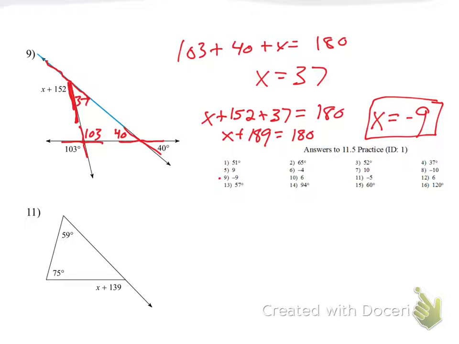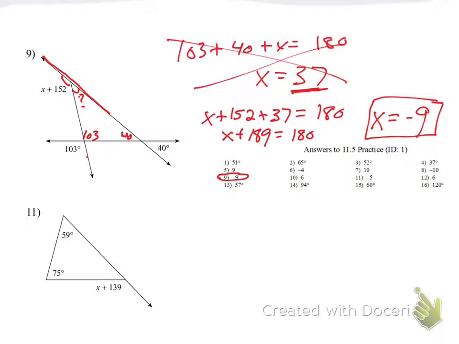So just to recap, we first had to find out that there's vertical angles here. Then we didn't know what this angle was, so we needed to find that out. We found that it was 37. Then, because this angle and this angle are on a flat line, they're a linear pair. That means you can set it equal to 180. After doing that, I found x equals negative 9. So if we check our answer, number 9 is negative 9.